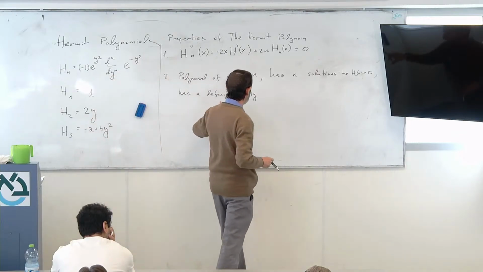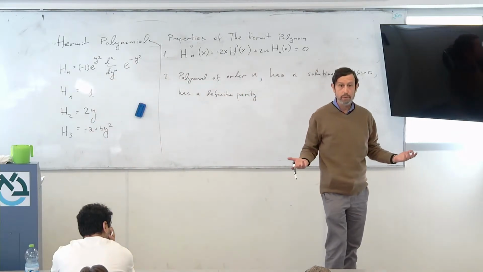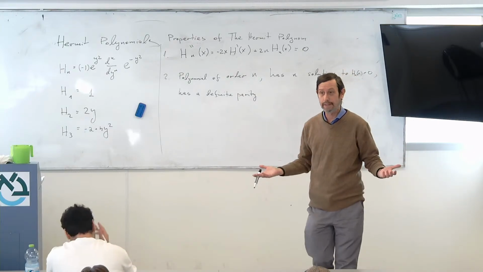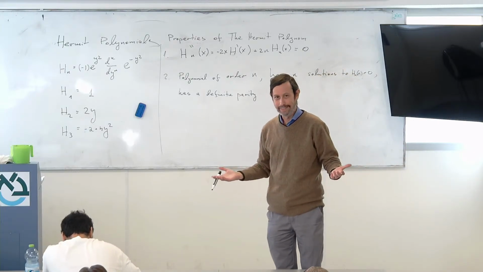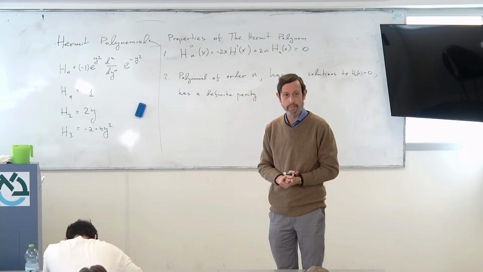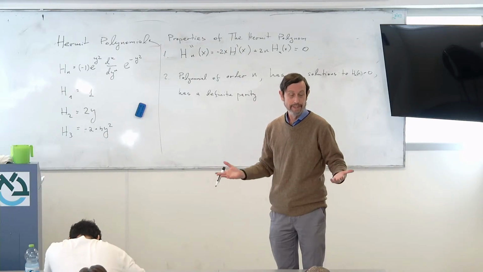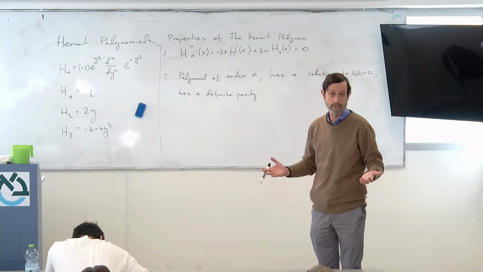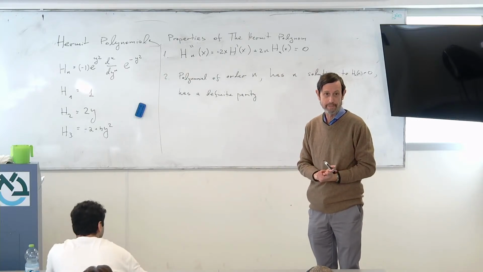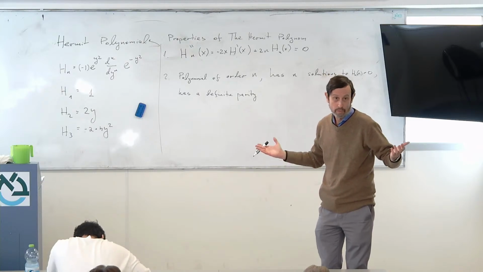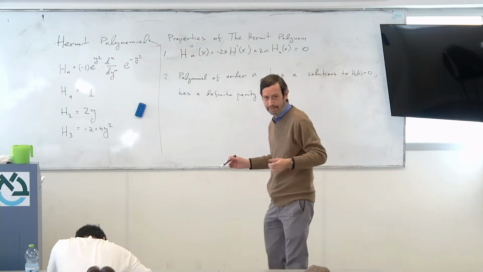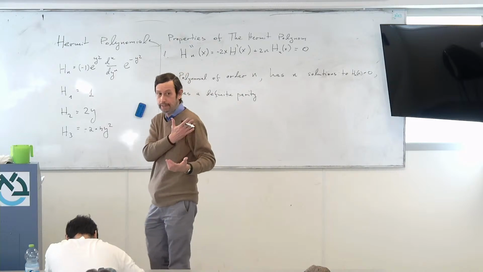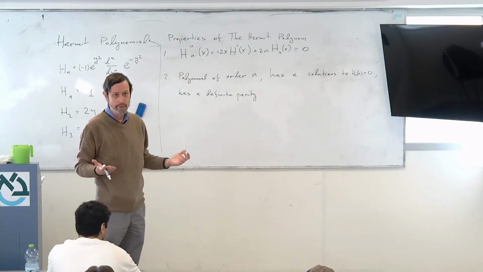The third property is that it has a definite parity. Of course, the potential has a definite parity, and as we have shown in one of the previous lectures, this forces the wave function to also have a definite parity. So we know all of these properties basically from knowing that this is a solution of a harmonic oscillator.